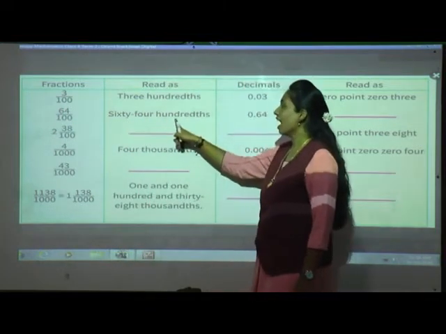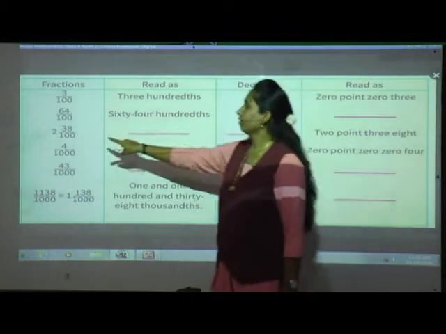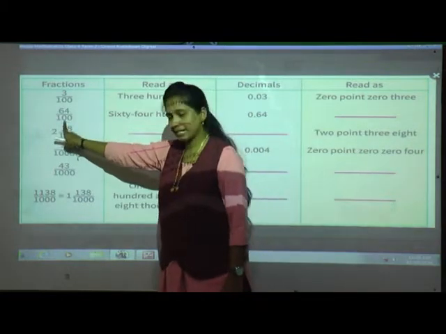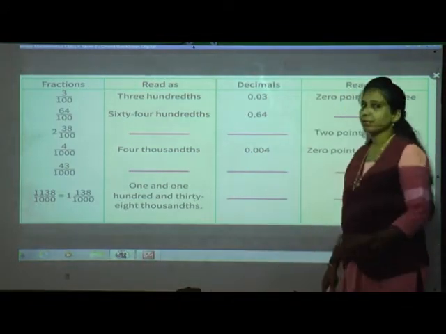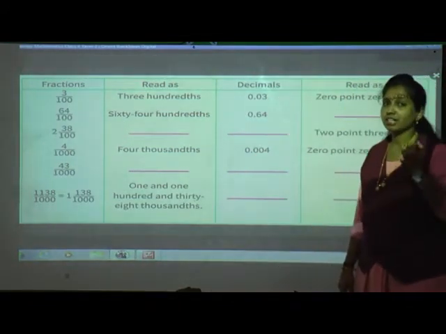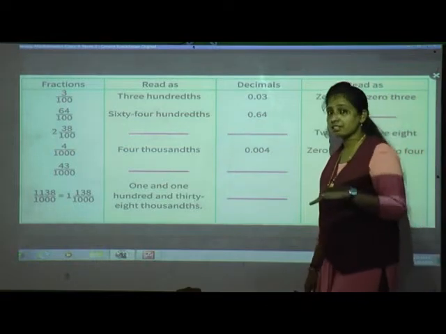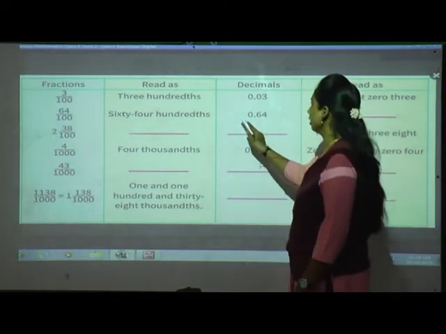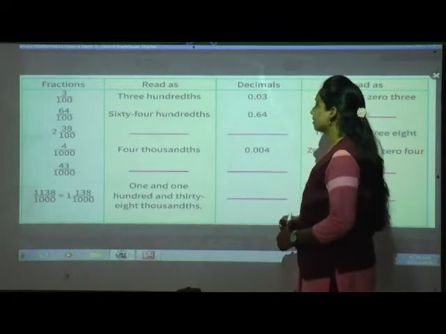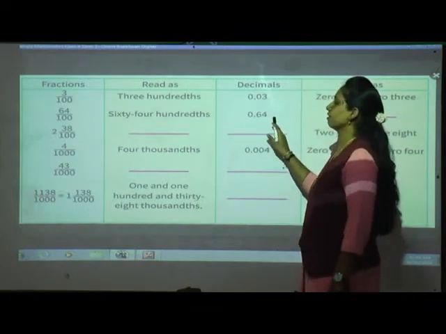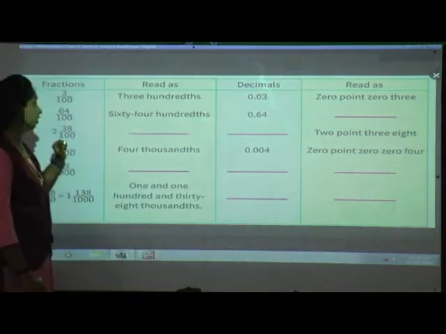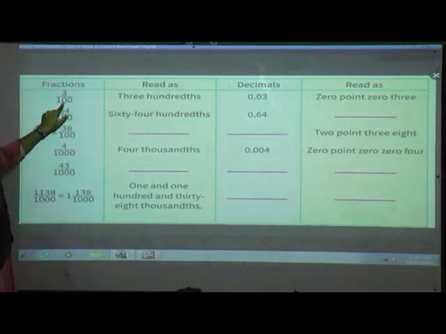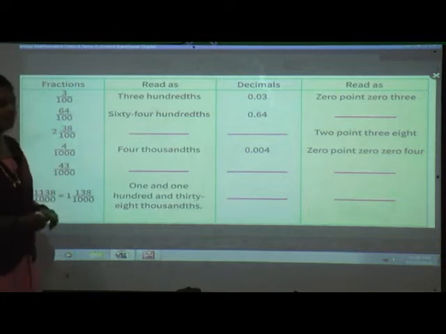64 hundredths. Whatever the denominator is, you have to write that in its place. Okay. We have studied the place values of the decimal: tenths, hundredths, thousandths. So how can we write it in decimal? 0.64.